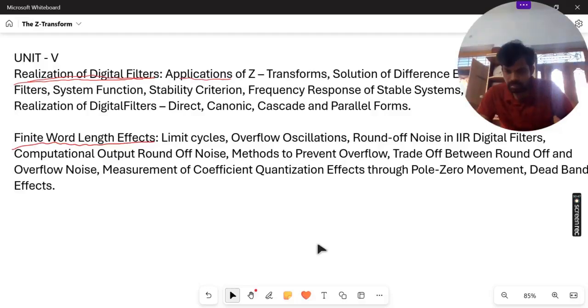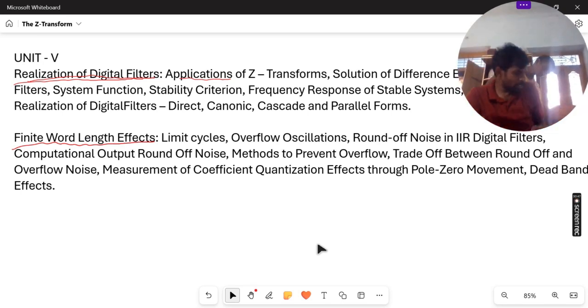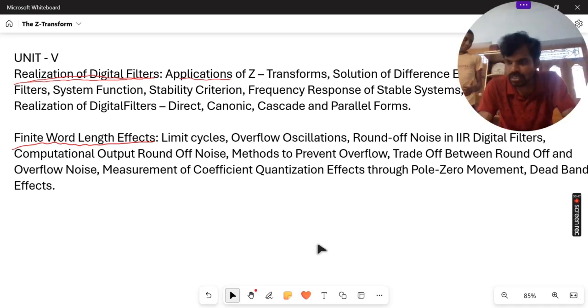Good morning, my dear students. Today I am going to start the fifth unit. In the first half of the fifth unit, let us discuss the realization of digital filters, and in the second half we have the finite word length effects. In the first half, the first topic is applications of Z transform.